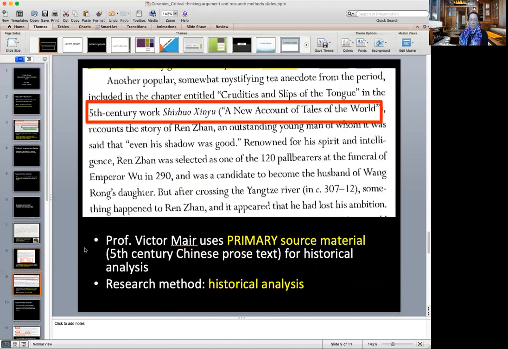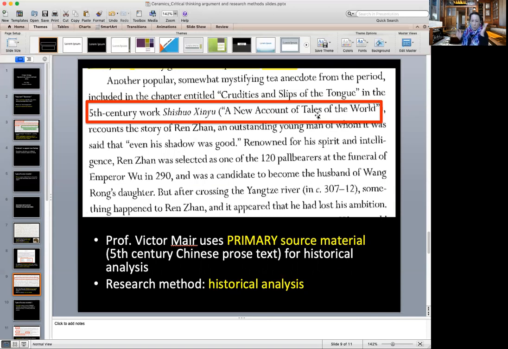Another one, Victor Meyer, in his book about tea, The History of Tea. Victor Meyer is a historian, right? So as a historian, he used primary source material such as this 5th century work, Shishuo Xinyu, New Account of Tales of the World. And he's using this primary source material for a historical analysis. What happened back then in the 5th and 6th century? How did people consume tea? When did they consume tea, etc., etc.